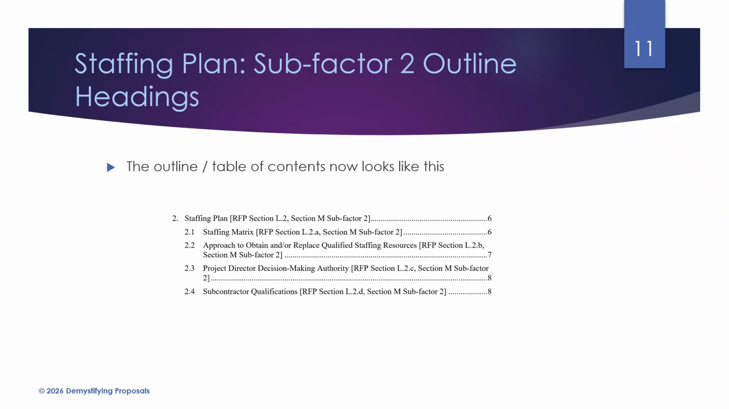Section 2.1 is the staffing matrix. Note that we put section L2A here. Approach to obtain or replace qualified staffing resources is the second factor, L2B. Project director decision-making authority is L2C. And then subcontractor qualifications is L2D. Now that's a requirement that's quote unquote optional if you don't have subcontractors, but I would still put it in your outline. And if you don't have subcontractors, you could just put in that there are no subcontractors and have it be a really simple response.